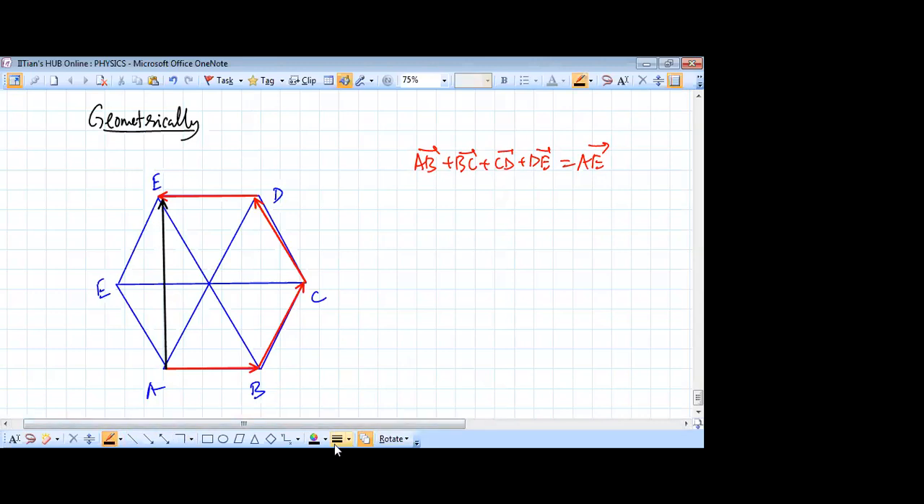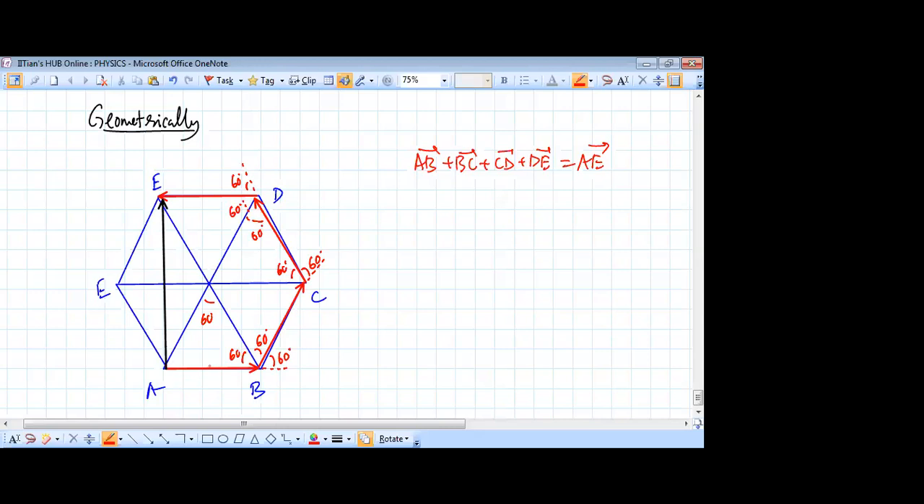Now we have to find the magnitude and the direction of this. Now that is where our geometrical tricks will come in. We will have to make use of the property of the hexagon. So we know that these angles are all 60. So let's make use of that. This whole angle is 60. This angle is 60. This angle is 60.